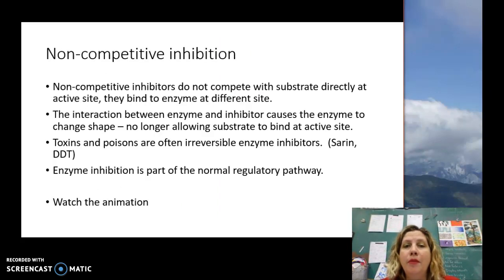Non-competitive inhibition. Non-competitive inhibitors do not compete with the substrate directly at the active site. They bind to the enzyme at a different site. So the interaction between the enzyme and inhibitor causes the enzyme to change shape, no longer allowing the substrate to bind at the active site.